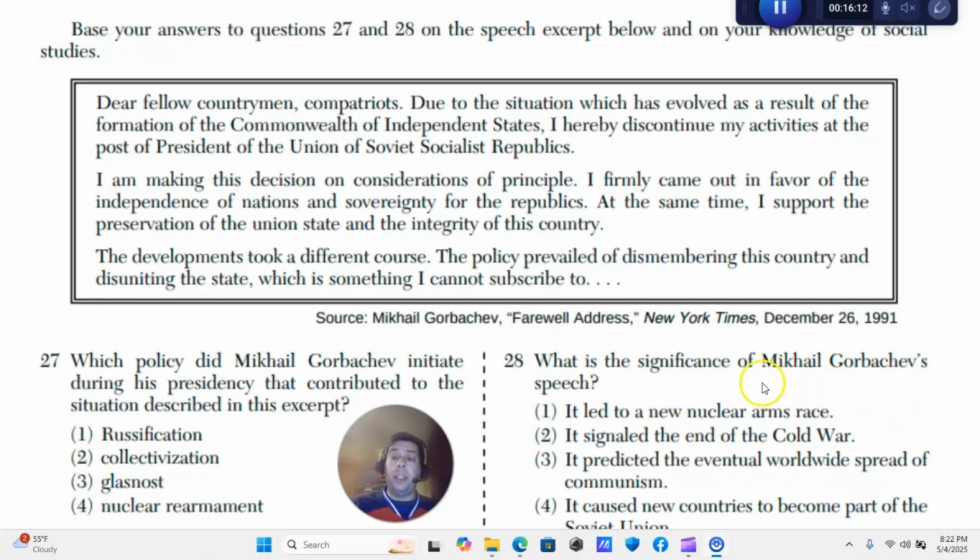Let's see, what is significant about the speech? It led to a new nuclear arms race. Nope, the opposite is true. It signaled the end of the Cold War. Ding, ding, ding. There we go. Gorbachev, glasnost, perestroika, Cold War over.